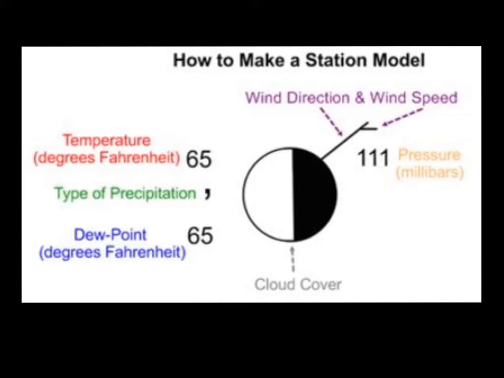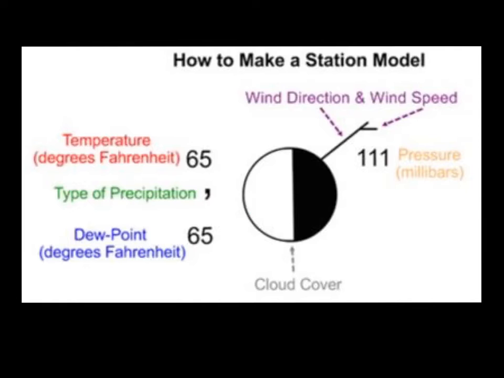The upper left of that circle is always temperature in Fahrenheit because that's what the United States measures temperature with. Then right below it, we use the symbol for precipitation. A comma in this case is saying that it's drizzling rain. Then in the bottom left is the dew point in Fahrenheit. The only thing that our station model has on the upper right is the pressure in millibars. Yet again, I have to reiterate this: because we don't put labels, the order of these elements of weather must be in the proper place.